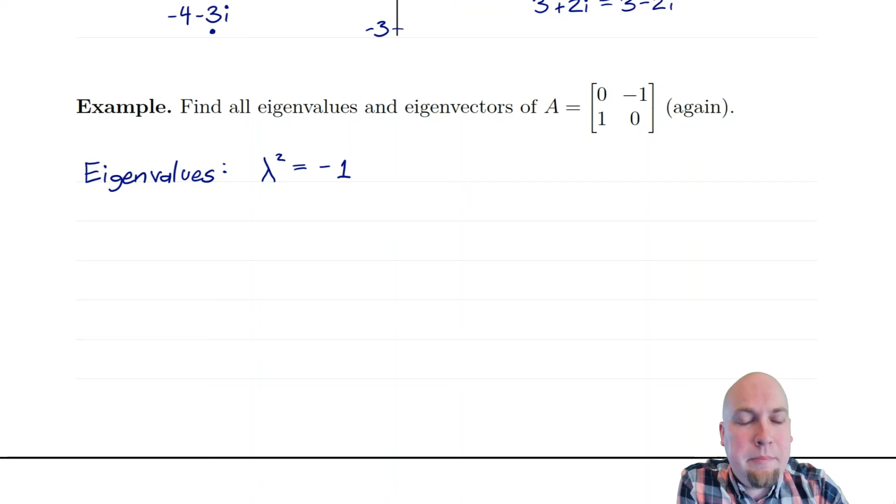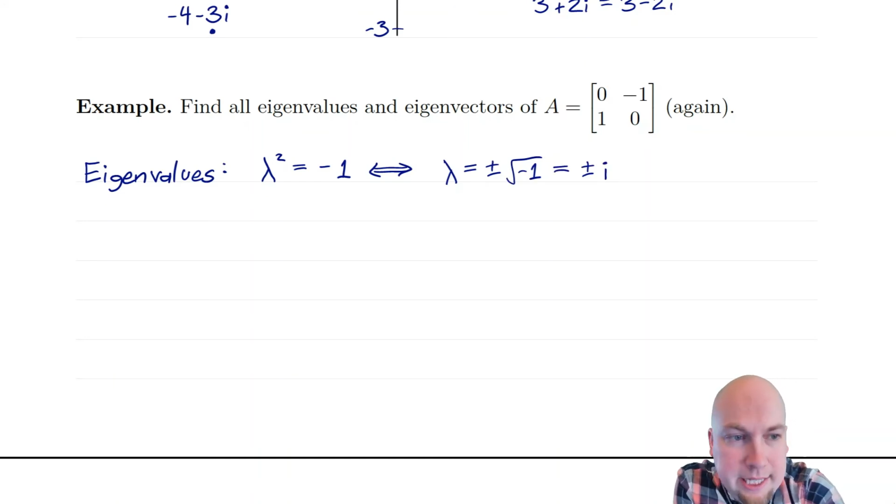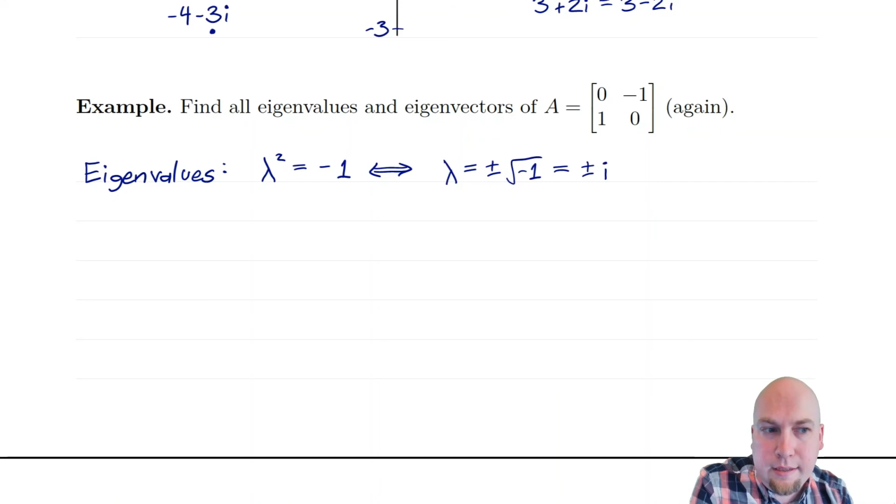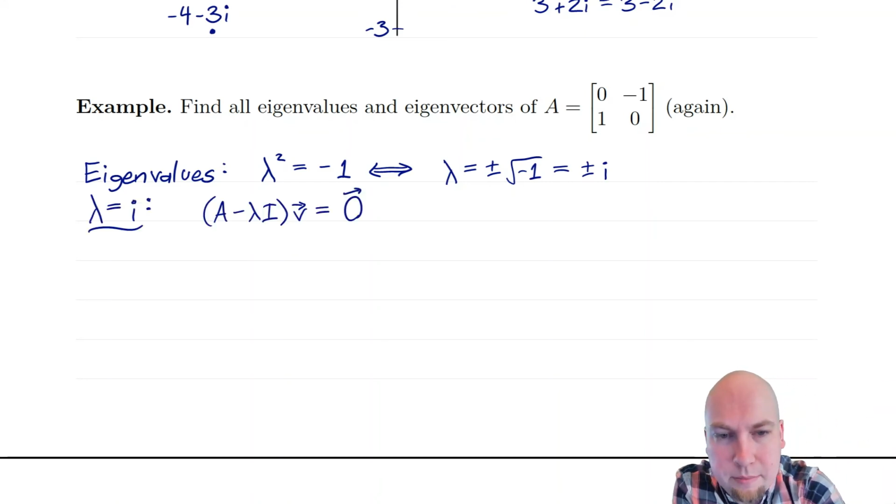Now we know what that means, right? We take square roots of both sides, and what we get is lambda equals plus or minus the square root of minus 1. In other words, lambda equals plus or minus i. Be careful that you get the minus i as well. There are 2 square roots in that equation. Don't forget your plus or minus.